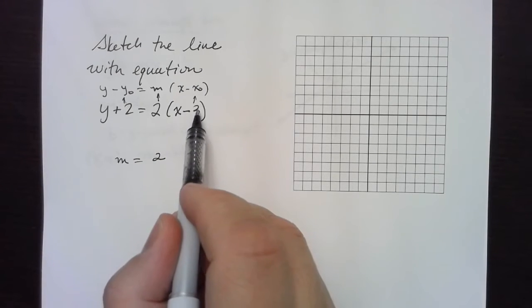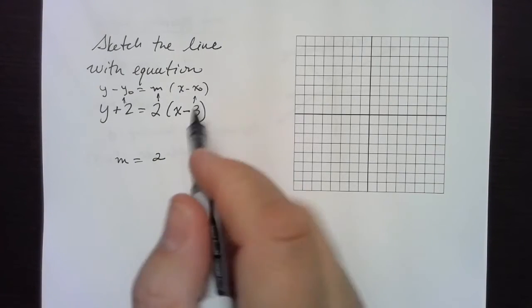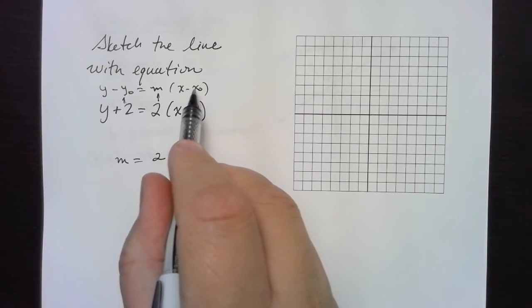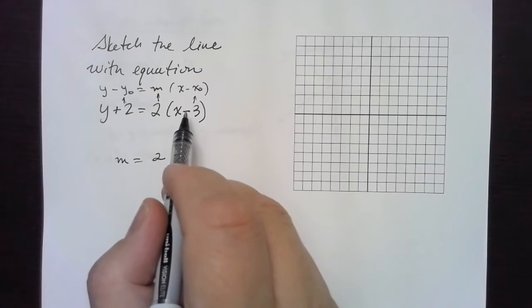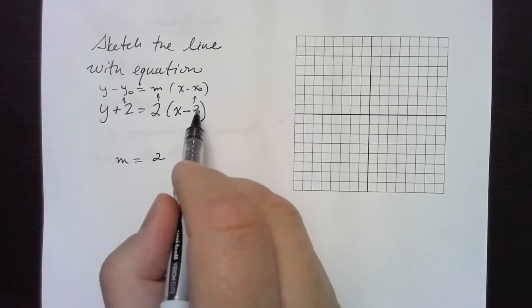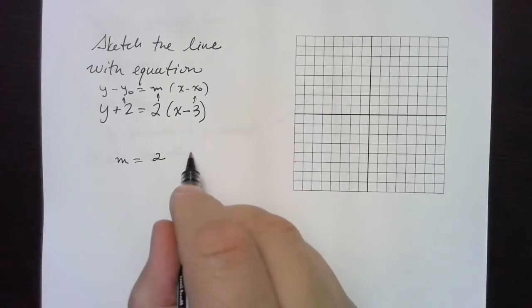You have to be careful with x0 and y0 though. X0 here is straightforward. In the form, it's x minus x0. And here I see x minus 3. So if I ask, what would I plug in here to get this? Well, x0 would have to be 3.